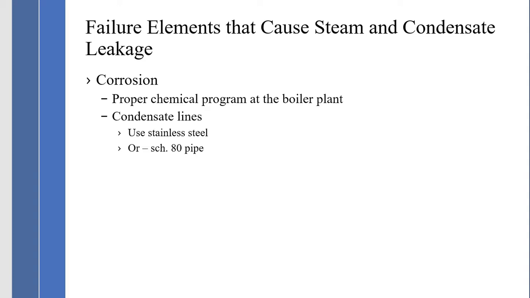The other thing, the final probably element that causes steam and condensate leakage, is corrosion. Proper chemical program at the boiler plant using some chemical to counter the CO2 corrosion. The other thing is we want, in condensate systems, to use stainless steel for materials. And most people will use Schedule 80 pipe or Schedule 80 fittings and other components. The two types of corrosion we get are CO2 corrosion and oxygen corrosion. So do not blame everything on CO2 corrosion. It could possibly be oxygen corrosion.